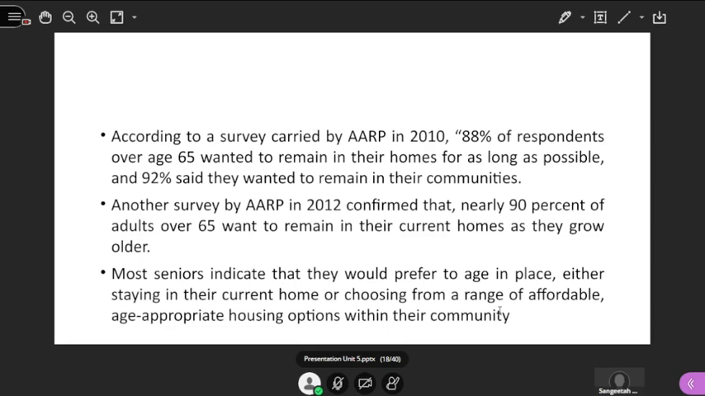According to a survey carried out by AARP, 85% of the respondents over 65 wanted to remain in their homes for as long as possible, and 92% said they wanted to remain in their communities. Another survey confirmed that 90% of adults over 65 want to remain in their current home as they grow older. Most seniors indicate that they would prefer to age in place, staying in their current home or choosing from a range of affordable, age-appropriate options within the community.